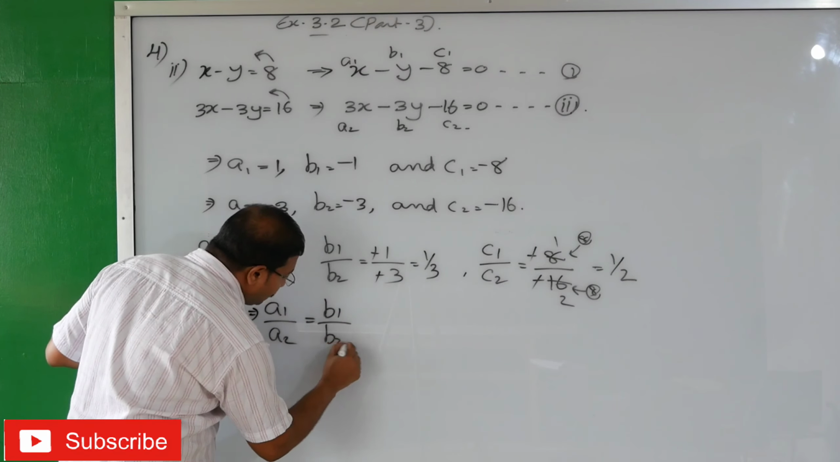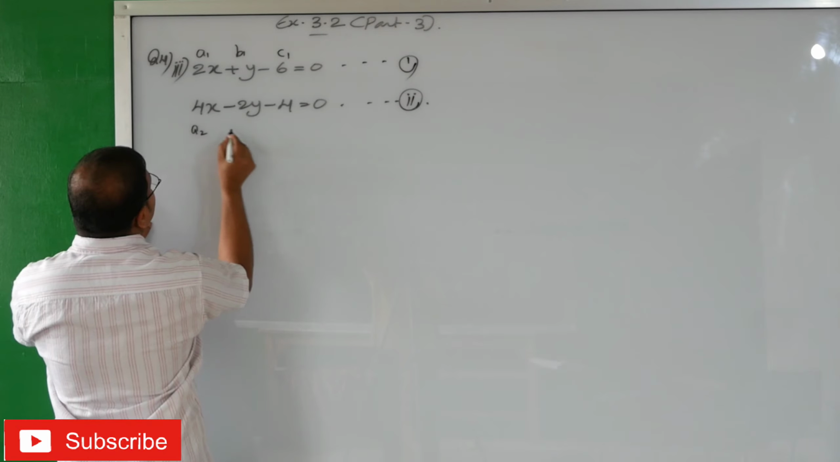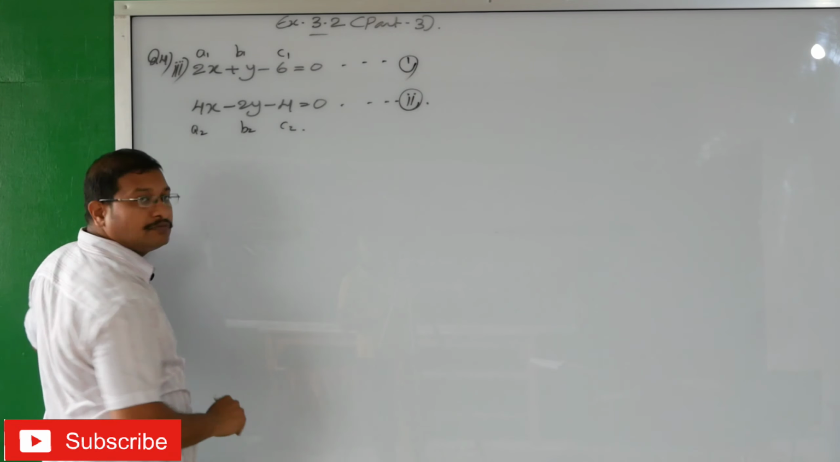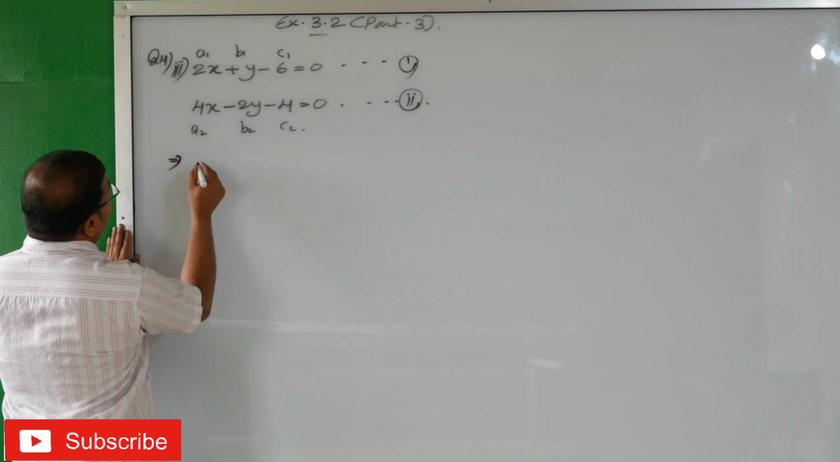So question number 3. 2x plus y minus 6 equals 0. 4x minus 2y minus 4 equals 0. Ready? The first one is equation number 1 and this is equation number 2. After that, here we'll write a1, b1, c1. This is a2, b2, c2. This implies, what is the value of a1? a1 is 2 and b1, what is the value of b1? Plus y means 1 into y, that is y, isn't it? So b1 is 1 and c1 is minus 6.